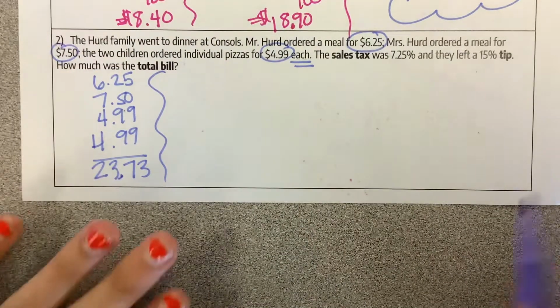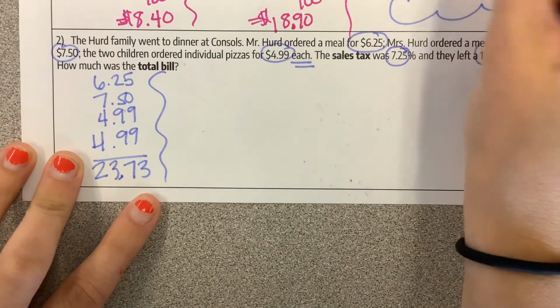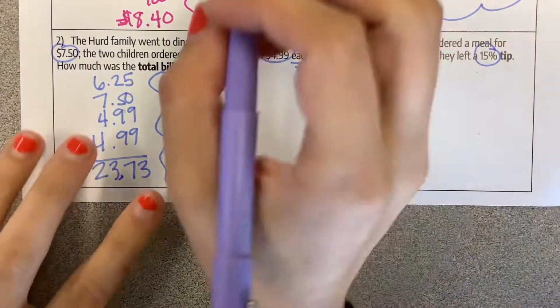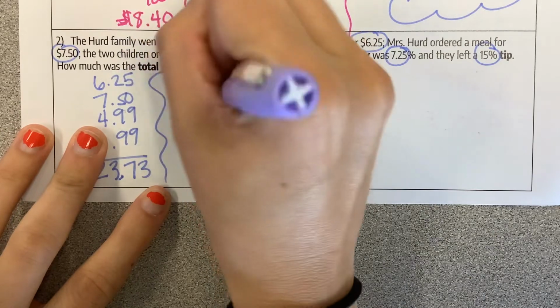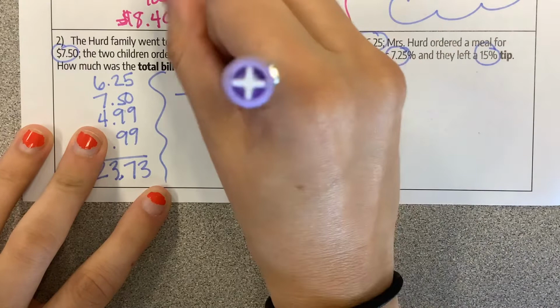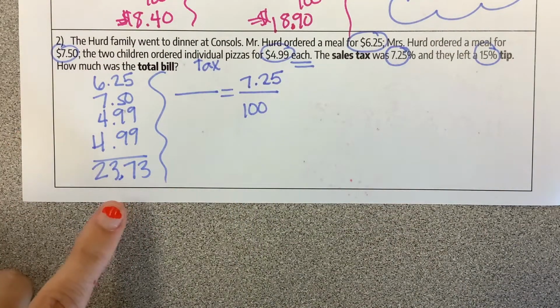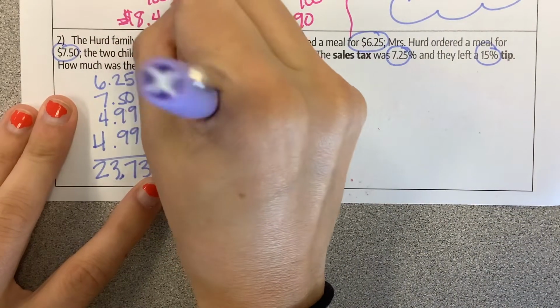Now let's start calculating. It says the sales tax was 7.25%. They left a 15% tip. What is the total bill? So setting up for tax right now, our proportion, the tax percentage is 7.25. The original amount is what we just calculated, $23.73.